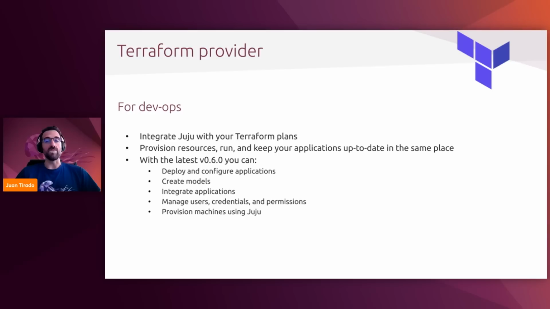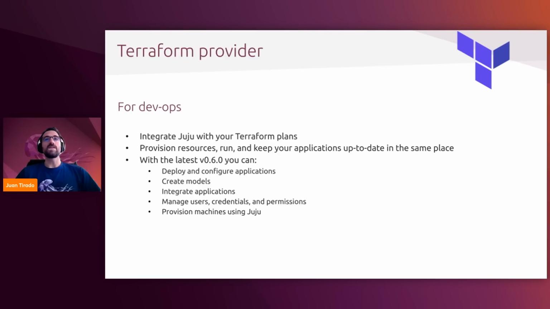So you can have your list of users who can access your controller, who can access what model, what you can do, what you cannot do. And you can provision machines using Juju. If you are not familiar with Juju, using the Juju add machine command, you can allocate resources in different cloud providers and different targeting architectures or infrastructures such as LXD or MicroK8s. So with the current version of the Terraform provider, you can already provision machines using Juju.